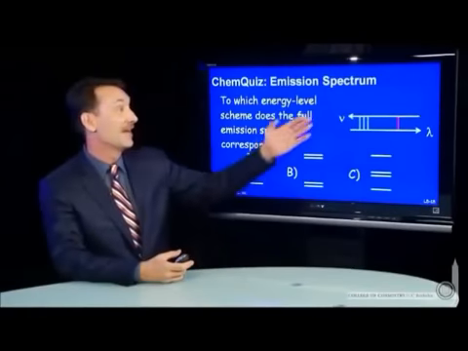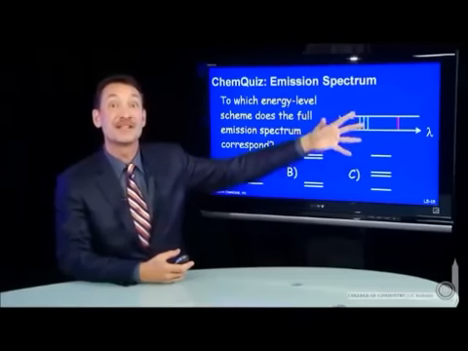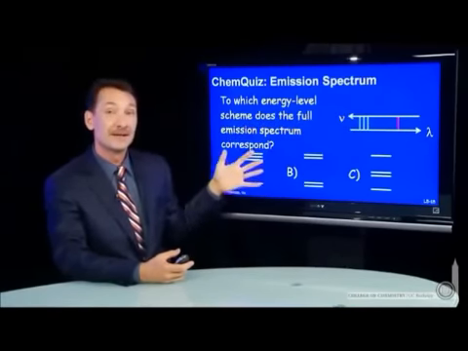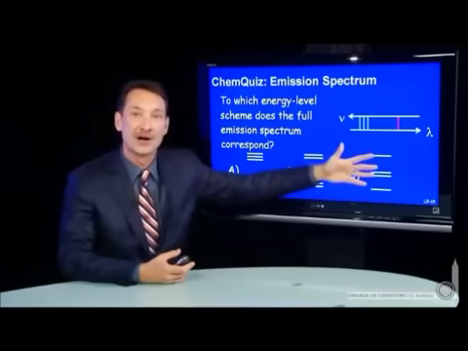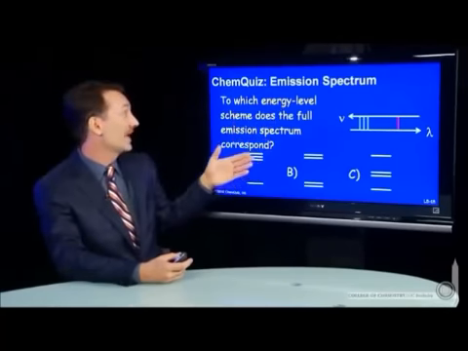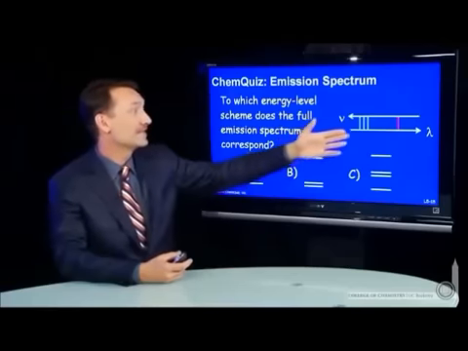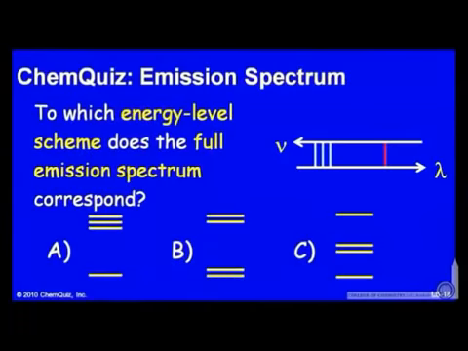Let's look at an energy spectrum, so some energy that's emitted or absorbed from a system, and try to predict what the electronic structure, what the spacings are in that actual system of matter. So the reverse of what we did last time. To which energy level scheme, A, B, or C, does this emission spectrum correspond? Think about that for a minute and make a selection.